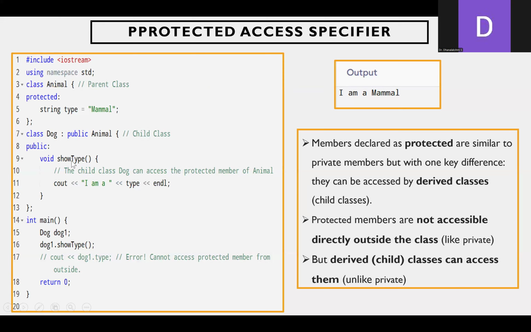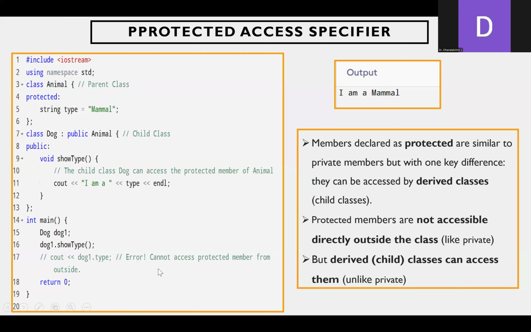So next, let's define a child class called dog, which publicly inherits from the animal. Inside this class, we create a public function called showType. In this function, you can print, using cout, whatever you want. Here, you can see that the dog class is able to use the type variable, even though it was declared as protected in the parent class.